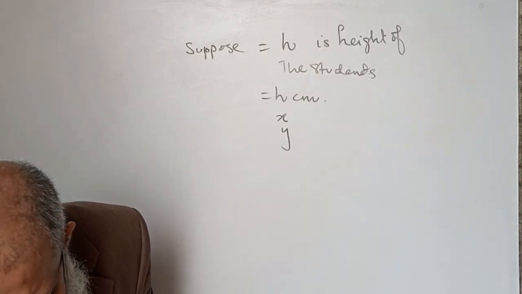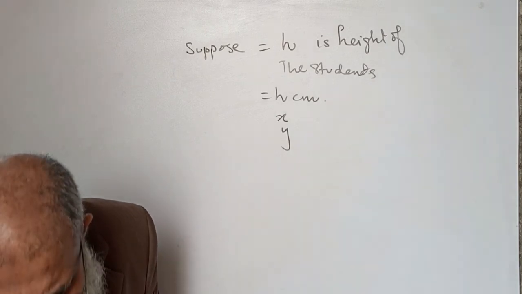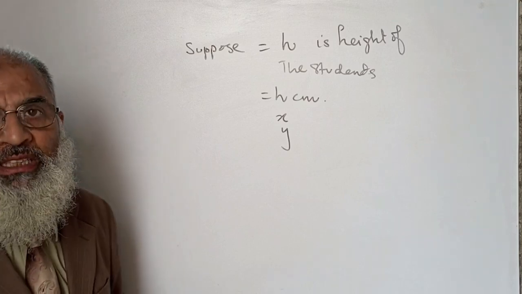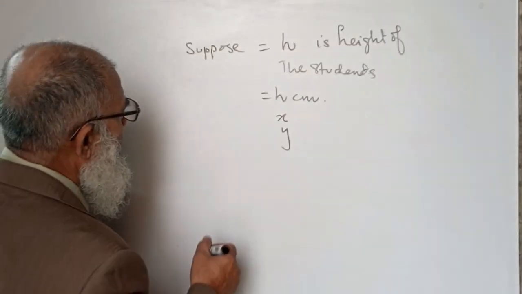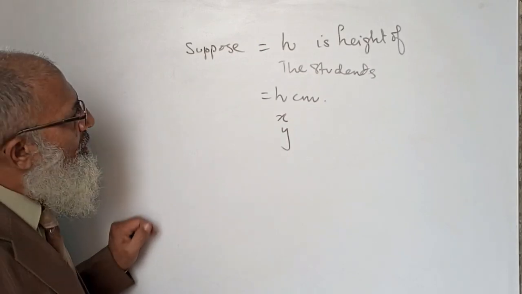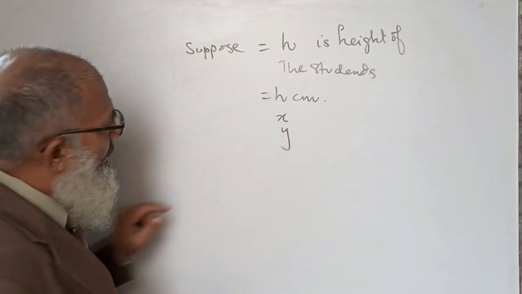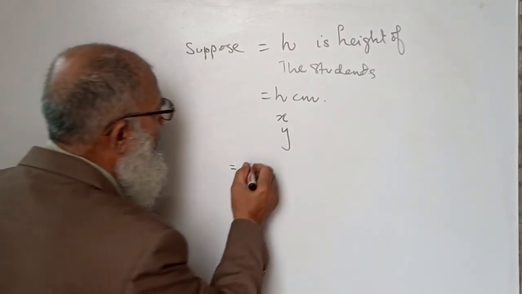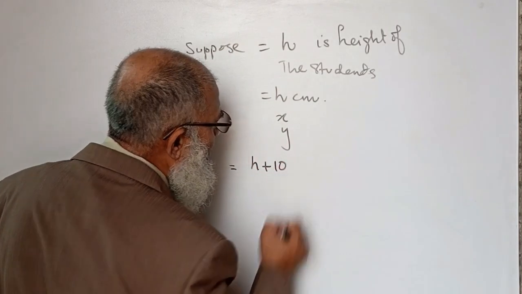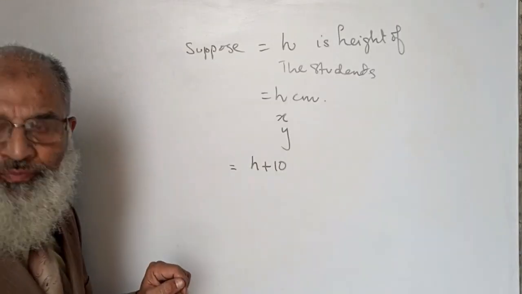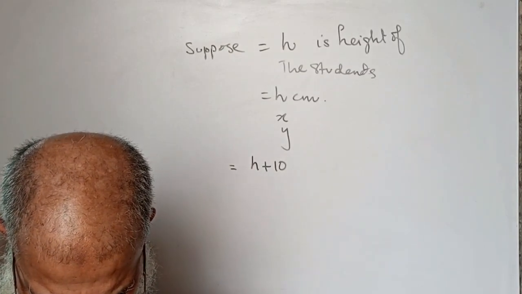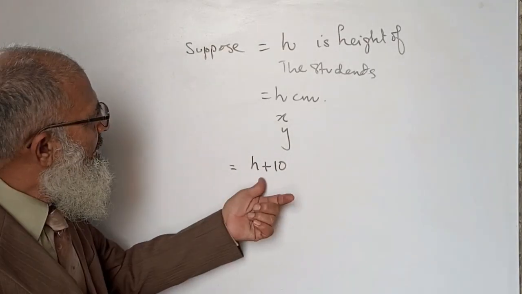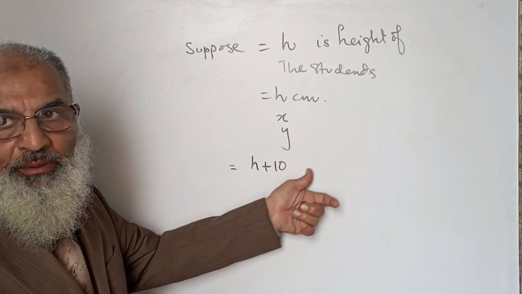Now, what is the second phrase? A student who is 10 centimeters taller than average would have a height of h plus 10. Now, there is a student. This height is the average height. The student who is 10 centimeters taller, we said, is h plus 10 centimeters.